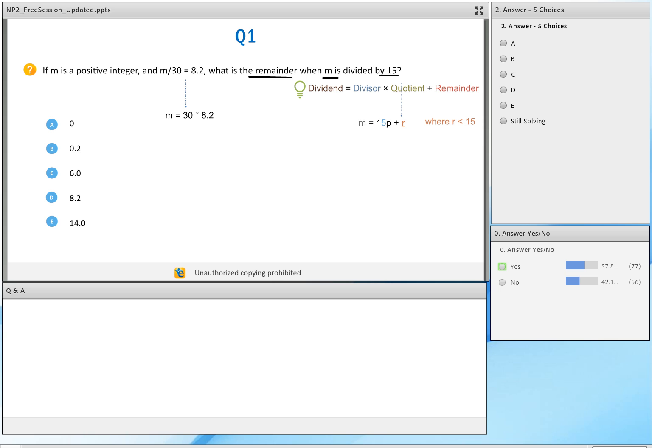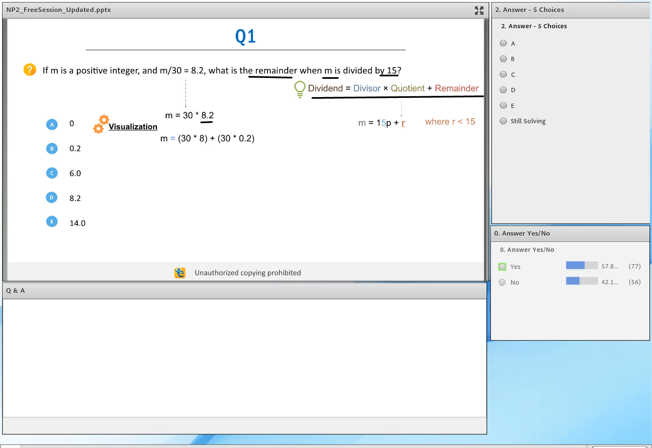What's given to me? m is 30 times 8.2. Again, it's not in the form that I like. I like this form over here. So let's express it in this form. When m is divided by 30, we get the remainder as 8.2. So I say m is equal to 30 times 8 plus 30 times 0.2. Why? Because I expressed 8.2 as 8 plus 0.2.